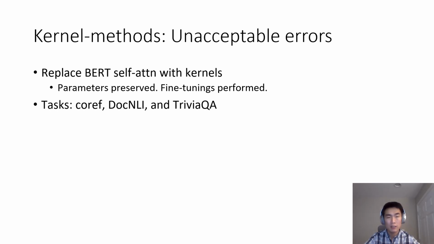We said in the previous slide that we would migrate parameters from pre-trained models to kernels. Equivalently, here we replace the BERT self-attention blocks with kernels. We preserve all the parameters and perform certain fine-tunings for model adaptation. The tasks here are coreference resolution, DocNLI, and TriviaQA, which is an extractive question answering task.